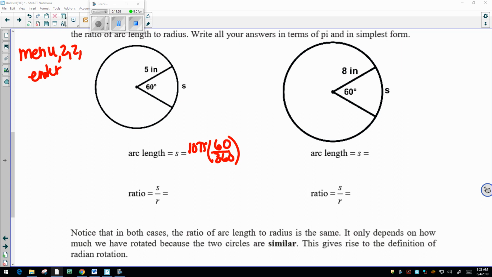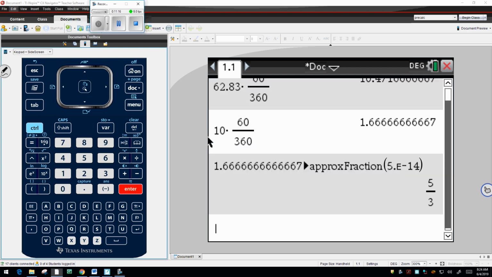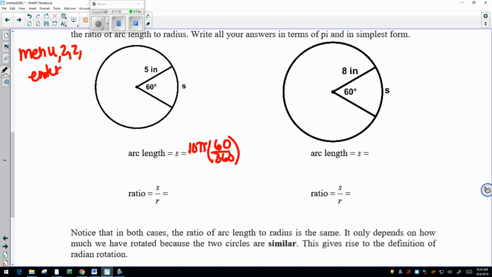So what I would do is go back, get my fraction template, and when you're multiplying this, we should have 10. So we got our fraction template and did 60 divided by 360, and that gave us a decimal, but I want it in simplest form, so I did that menu 2, and that brought us up to 5/3. So if I go back, I could write this in simplest form. I would have 5, don't forget your pi, so your pi is included in the numerator, divided by 3. So I have 5 pi over 3 on this.